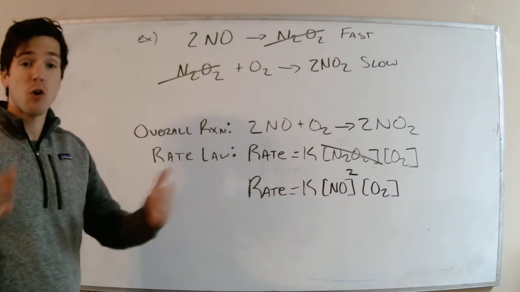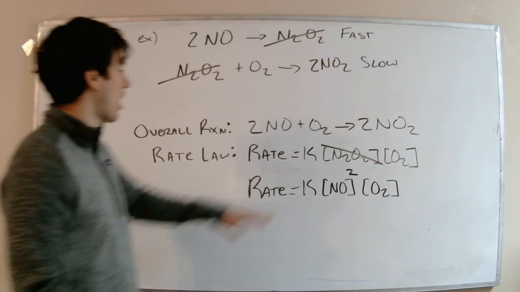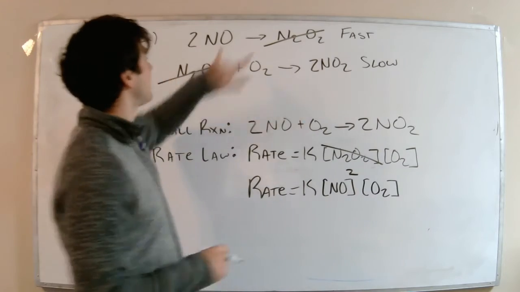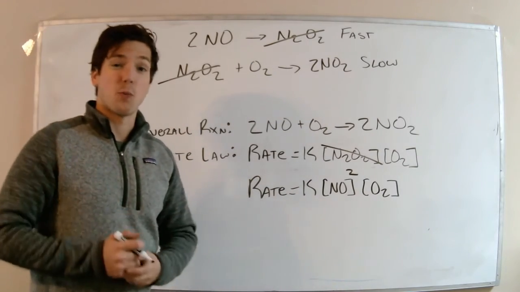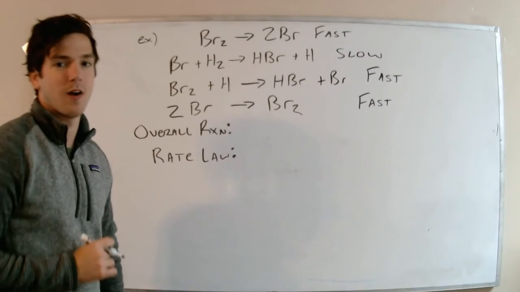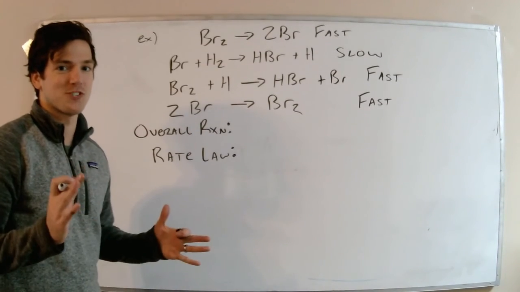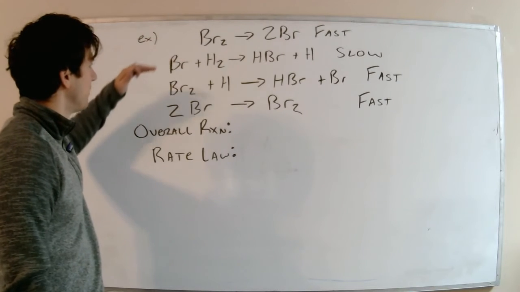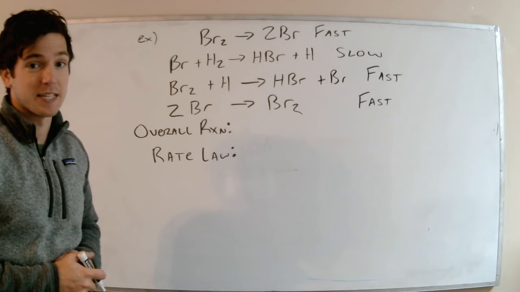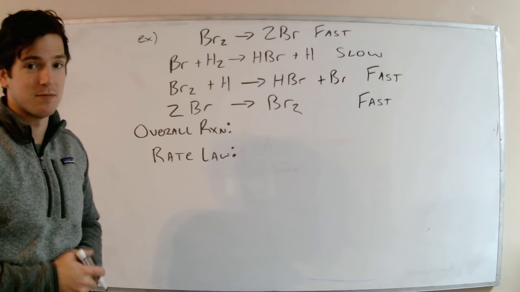Okay? So when we find ourselves in a situation where our rate law has a reactant that is not in our overall reaction, we'll just have to find something from our intermediates to swap it out with. Let's do one more example like this. All right, everybody. Four steps. Okay? 1, 2, 3, 4 steps. We've got to determine the overall reaction and the rate law. Let's go ahead and do this.